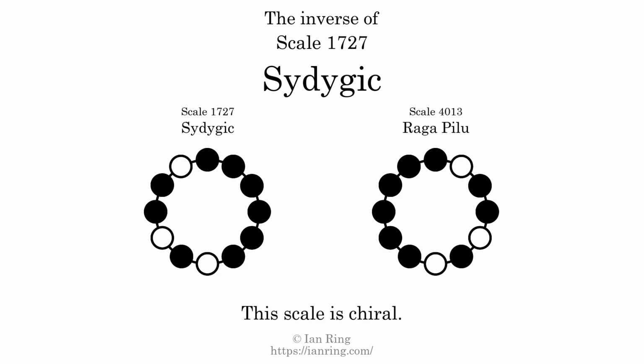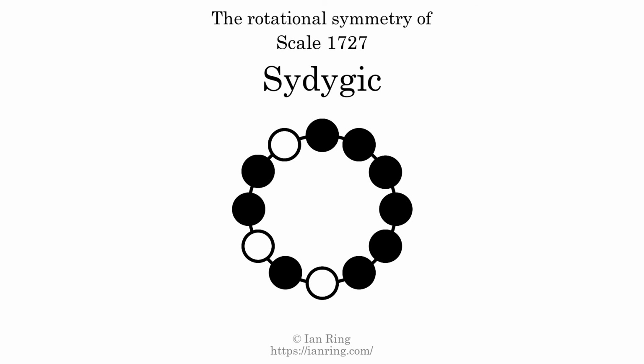The inverse of a scale is a mirror image. It is what you get when the sequence of intervals is reversed. The inverse of this scale is scale 4013, also known as Raga Pilu. This scale is chiral. It cannot transform into its inverse by rotational transformation. This scale has no rotational symmetry.